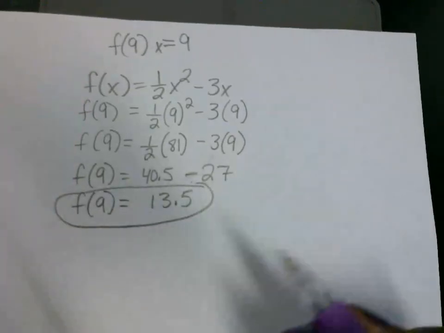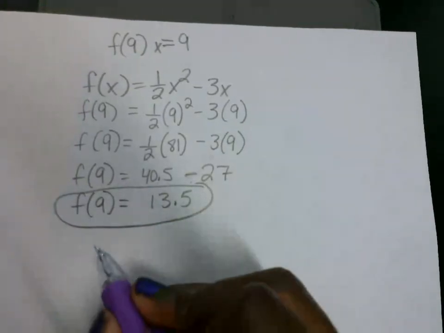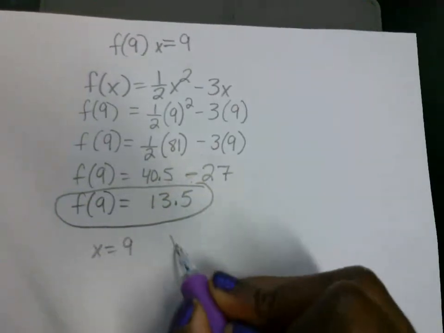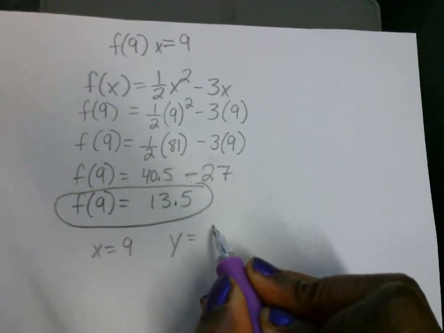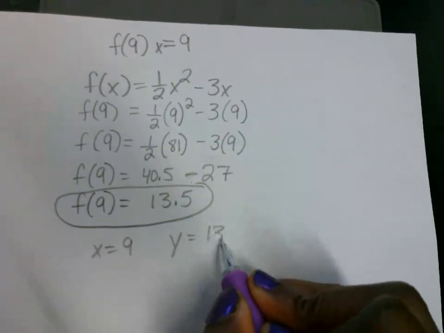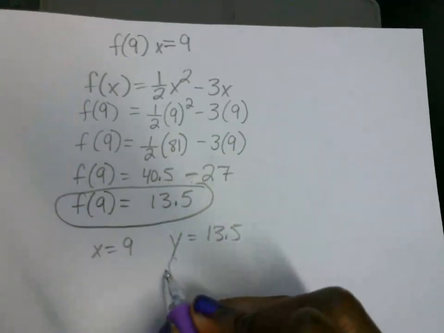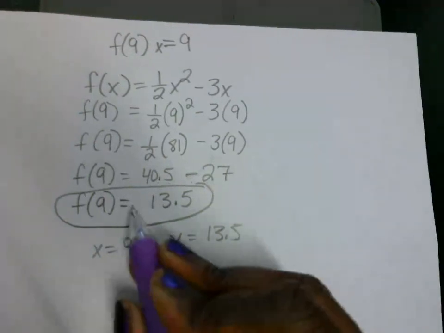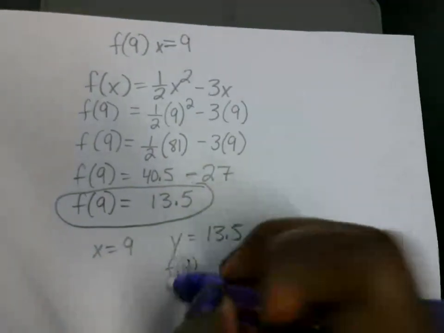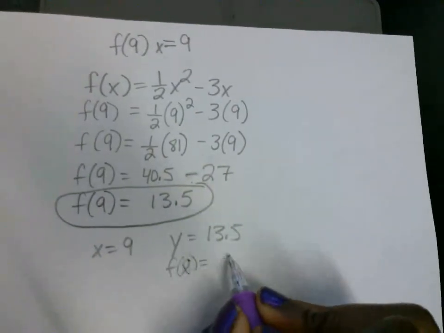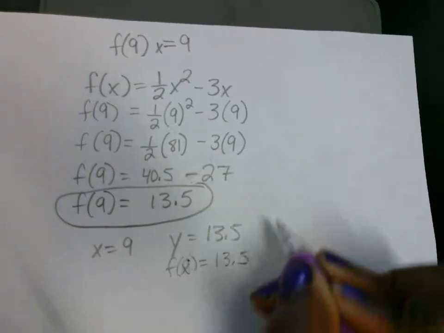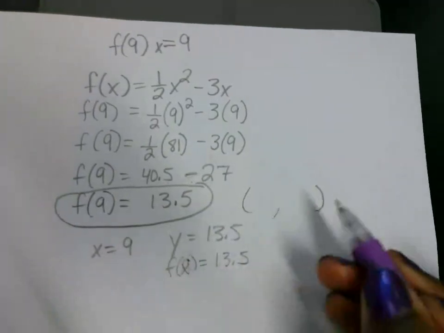So there are different ways that I can look at this problem. I know that x is equal to 9. Y is equal to what? 13.5. Okay. Another way to write this, I could say also f of 9. I just wrote it right here. I could say f of 9 is equal to 13.5. How would I write this as an ordered pair?